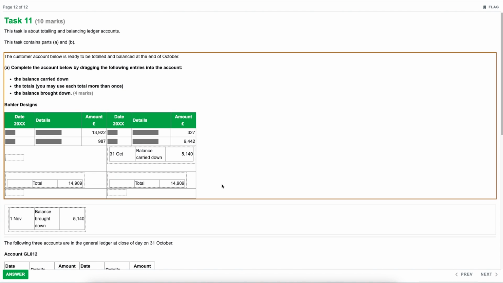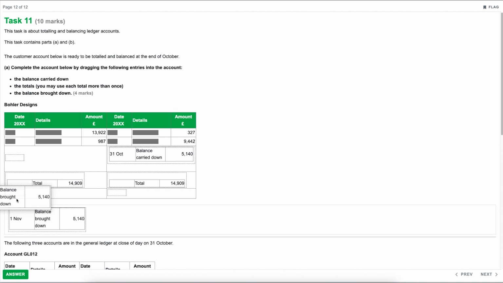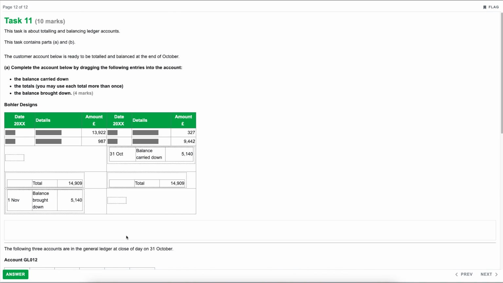Now what happens is at the start of the following month, our balance is brought down and it would flip back to the higher side of the account. So it's basically giving us our starting balance on the account at the beginning of the next month, which would be the 5,140 on the debit side, because the debit side is higher. So the balance carried down balances off the account at the month end, as we can see here, so that both sides match. That is then brought down back on the opposite side at the start of the next month. So hopefully that explains part A.